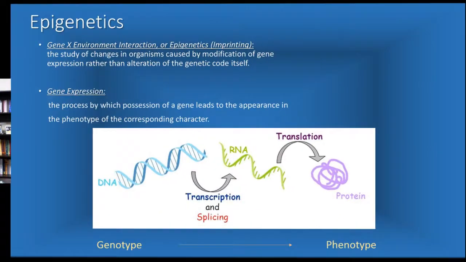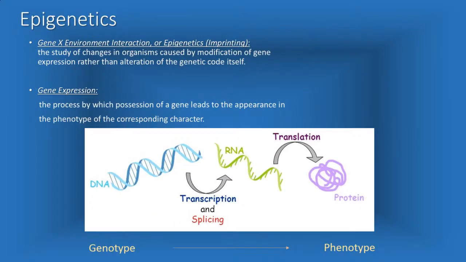So gene expression is how a gene expresses itself as a phenotype. It's the process by which a gene leads to the appearance of a phenotype and of a corresponding character. And I think I'm kind of reiterating a few things here, so I hope you understand that, and I'll kind of move on.